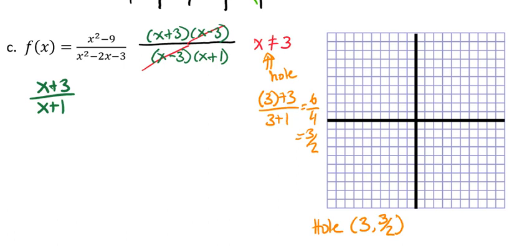And now we want to find our vertical asymptote. So for my vertical asymptote, I'm going to take my denominator and set it equal to 0. So I'll have x plus 1 equals 0, which means x equals -1.